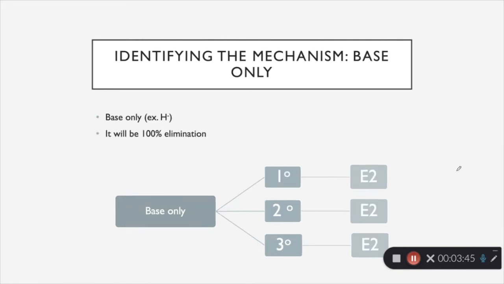So now we're going to talk about if we have a base only. And the example I put for this one is a hydride ion. And this will be 100% an elimination reaction. So notice that all of these are E2 reactions, even if the substrate is primary, secondary, or tertiary. This is because usually with an E1 reaction, the base is usually a weak base. And so in this case, we're talking about if it's a base only, and we're assuming that it's a strong base. So that's why it is E2 only for all of these.